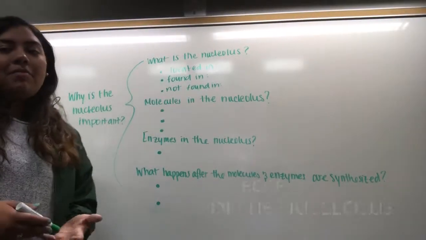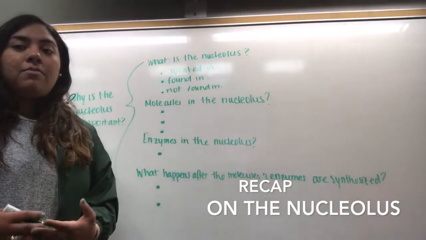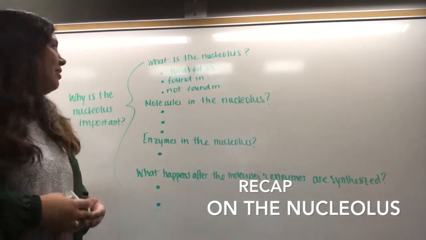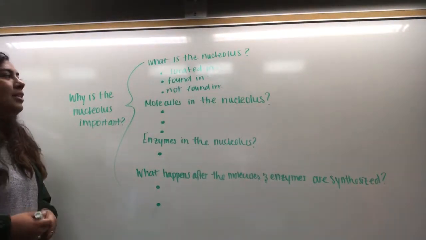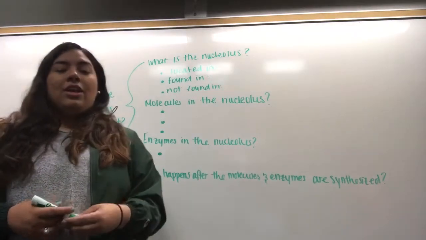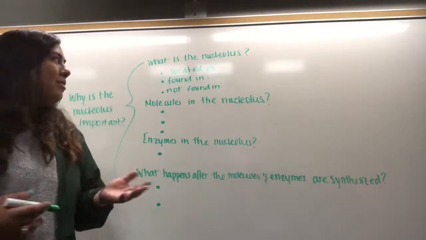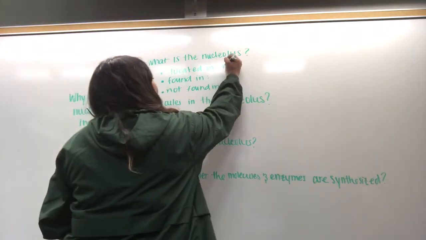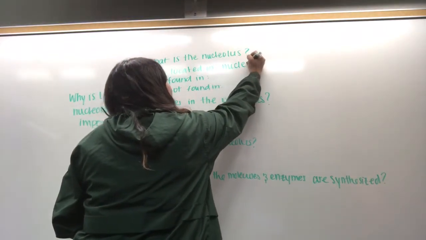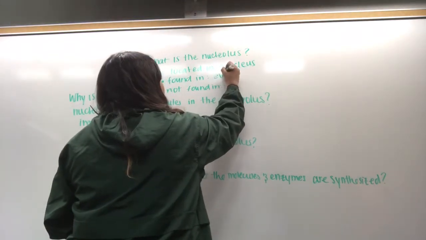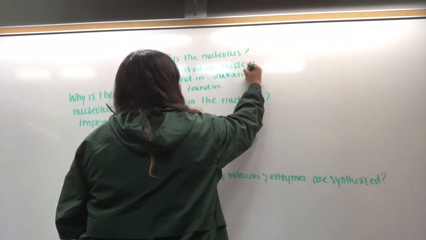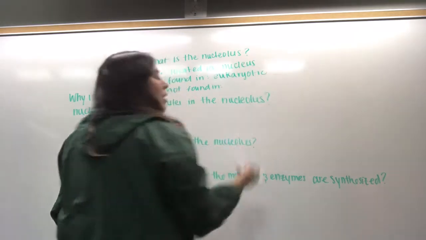So I will be recapping why the nucleolus is so important to us and our cells. What is the nucleolus? It is a large, rounded structure that is located inside the nucleus. And it is found in eukaryotic cells, but not prokaryotic cells. So therefore, it is only located in either plants or animals.